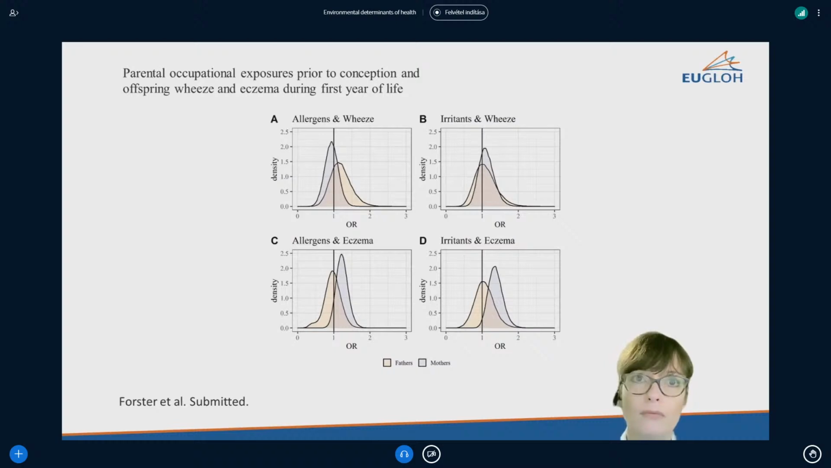The lower panel, figures C and D, show the results for eczema skin symptoms during the first year of life. Here we see a Bayesian odds ratio above 1 for maternal exposure to allergens and for maternal exposure to irritants. So this gives some indication of an epigenetic effect of exposure at the workplace crossing generational borders.